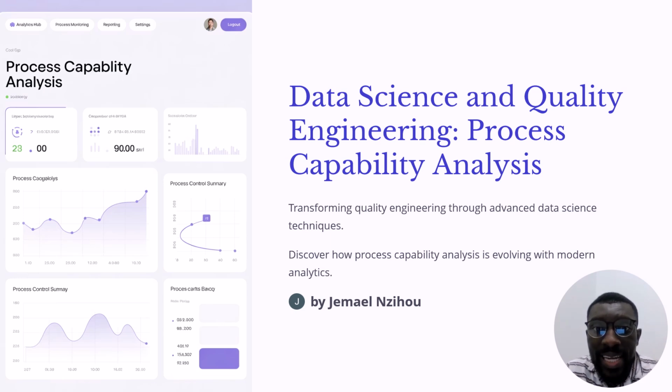I will be presenting the data science and quality engineering process capability analysis. The goal is to transform quality engineering through advanced data science techniques.